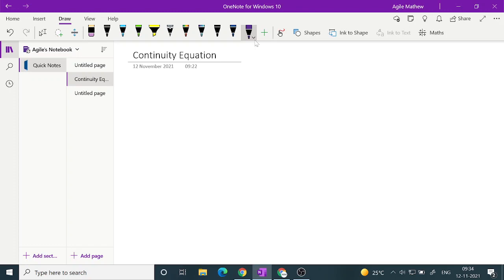Continuity equation is a differential equation which gives us conservation of charge in the semiconductor. Okay, so it gives us the conservation of charge as a differential equation.